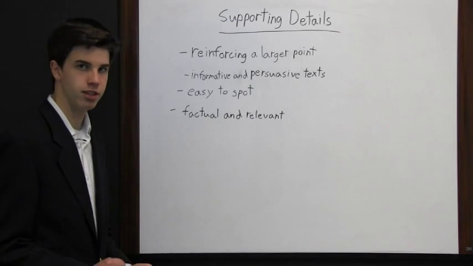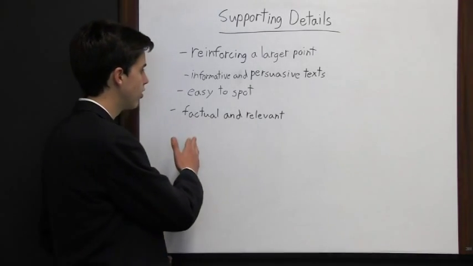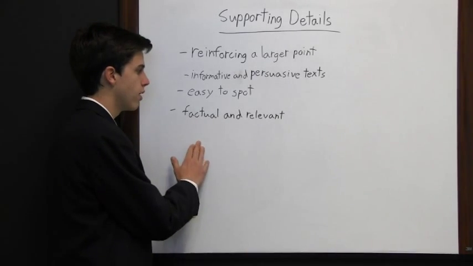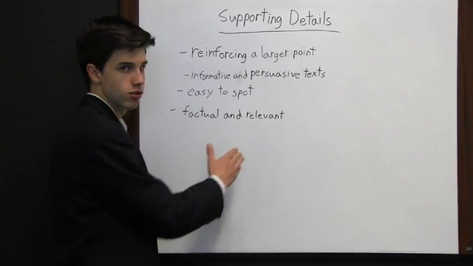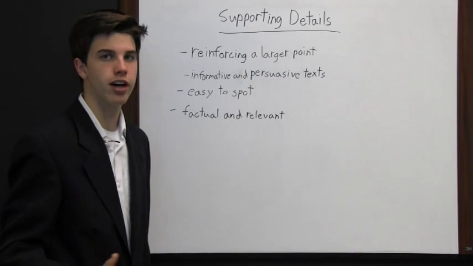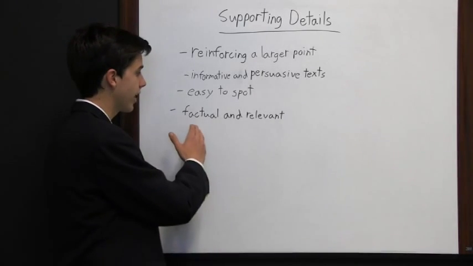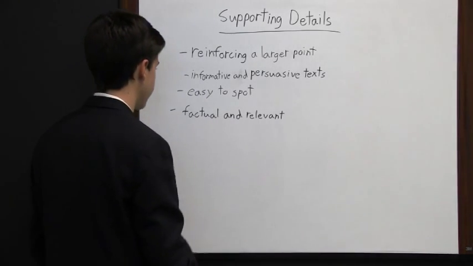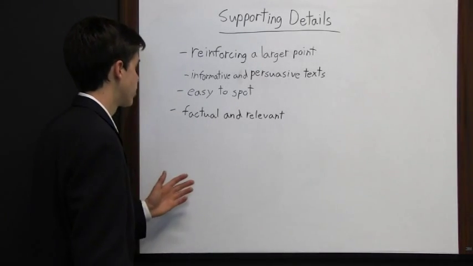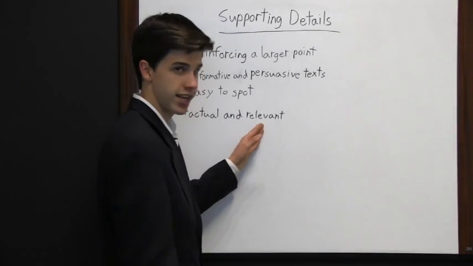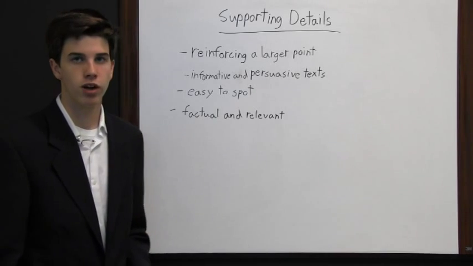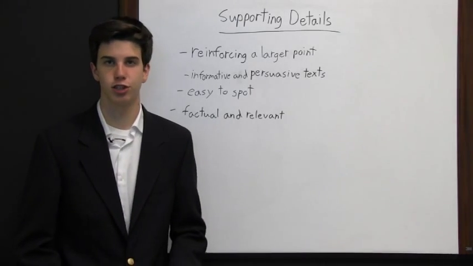Supporting details need to be two things. They need to be both factual and relevant. Because if something is totally accurate and factual, but it's not relevant to the main idea, then it's no good. The supporting detail needs to be accurate and needs to relate back to the main idea. And if a supporting detail is very relevant, if it pertains to the main idea, but is not accurate, then again, it's no good because what good is information that is not true?